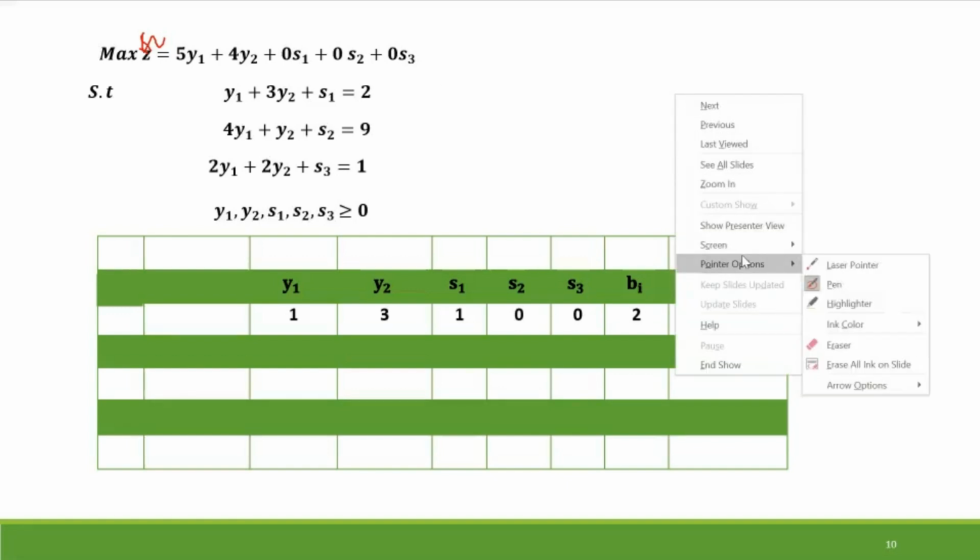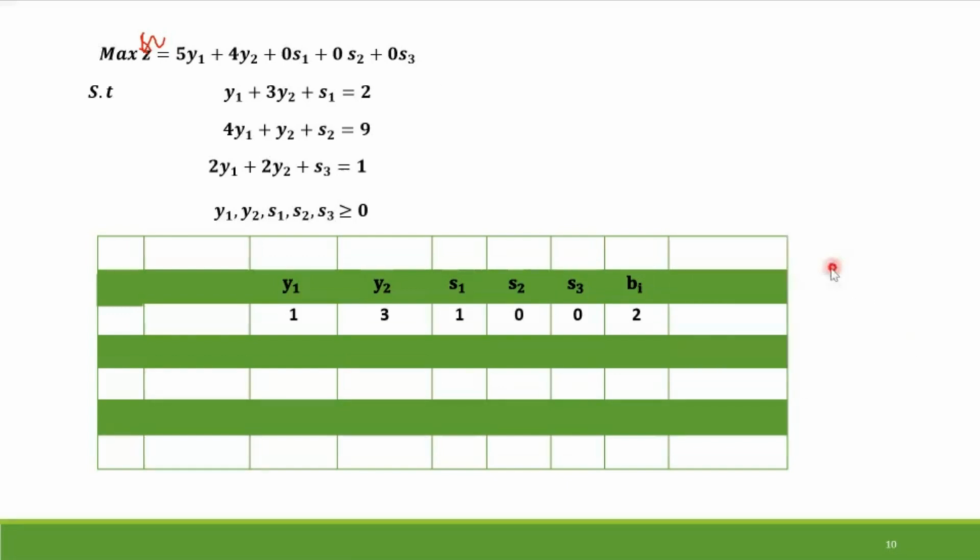Okay, that is nice. So first constraint, first row, then second constraint, 4, 1, 0, S1 is not there, S2, 1, 0, 9, 2, 2, 0, 0, 1 and 1. We have to do it as we usually do. After that we have to write Cj. Cj's are the coefficients of x1, x2 in the objective function. So 5, 4, 0, 0, 0.